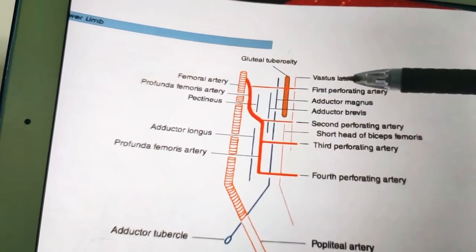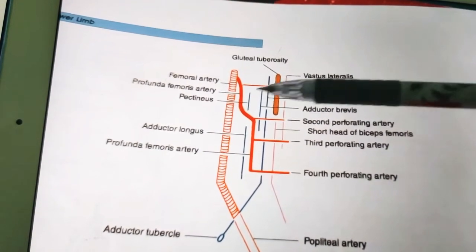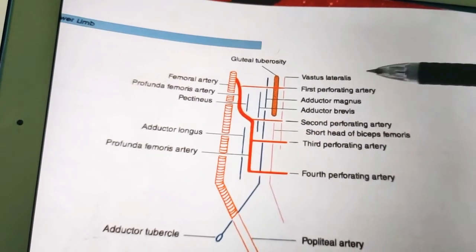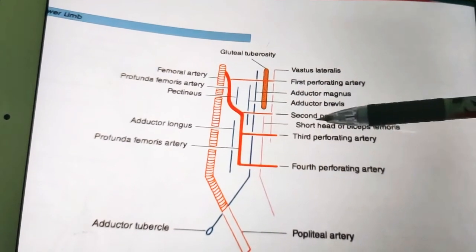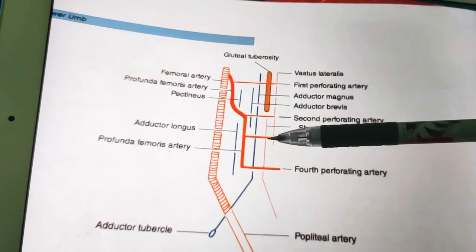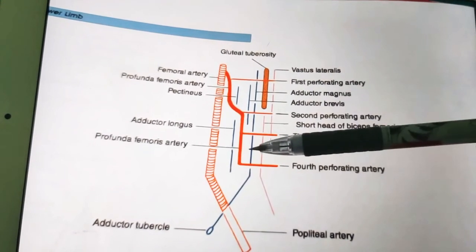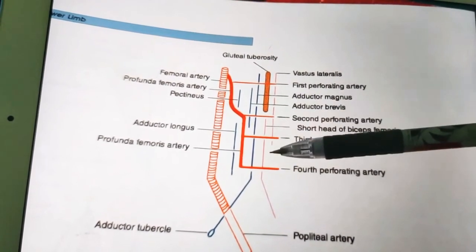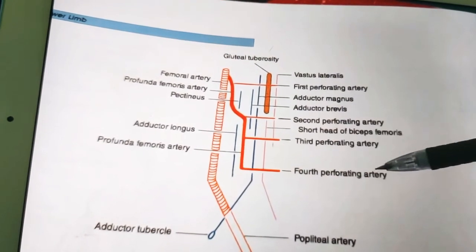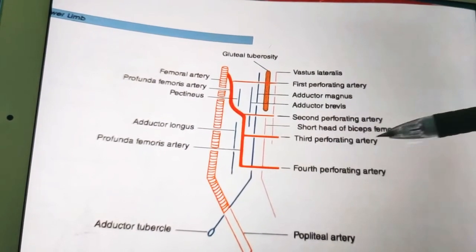The muscles perforated by each artery are as follows. The first perforating artery perforates two muscles: the adductor magnus and the vastus lateralis. The second perforating artery perforates the adductor brevis, the adductor magnus, and also the vastus lateralis. The third perforating artery perforates the adductor magnus, the short head of biceps femoris, and also the vastus lateralis. The fourth perforating artery perforates the adductor magnus and also the short head of biceps femoris.